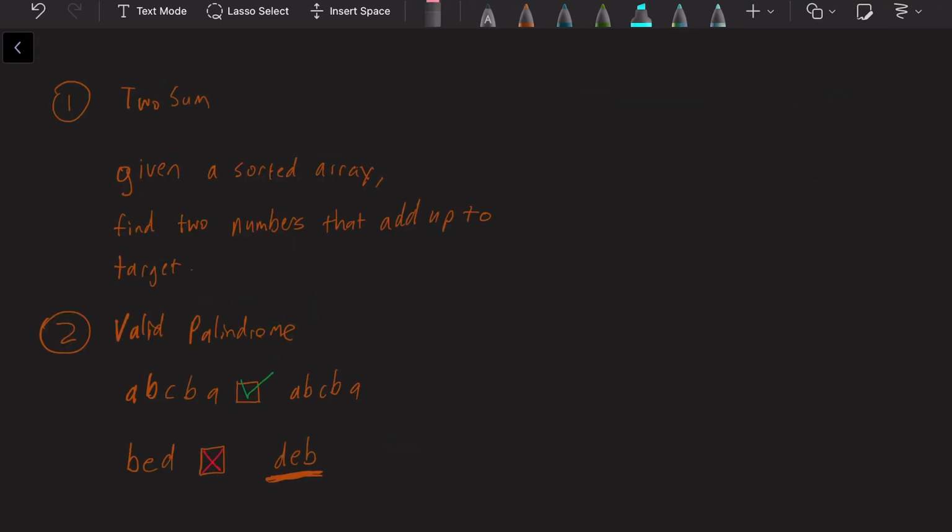Because 2 pointers is more of a general thinking pattern rather than a specific algorithm, we have a second example problem for this thinking pattern. Valid palindrome is where, given a string, we need to determine if it's a true palindrome or not. So what is a palindrome? Simply put, a palindrome is a string that reads the same forwards and backwards. So ABCBA reads the same backwards, ABCBA. So that is a valid palindrome. However, BED does not read the same backwards, DEB. So that is not a valid palindrome.